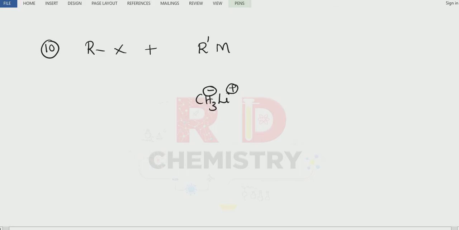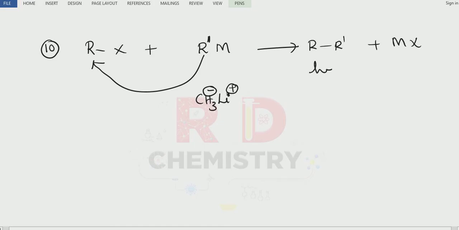The last nucleophilic substitution reaction is: alkyl halide reacts with an alkyl metal, for example methyl lithium. Methyl has a negative charge, lithium is positive. Metal ions are positively charged. So the nucleophile R minus attacks the R. I have written R and R dash, two different R groups. So I'll get R R dash, plus metal halide. Now what is R R dash? It is also a hydrocarbon, a higher hydrocarbon. Methyl plus methyl together, so they are the higher hydrocarbons.